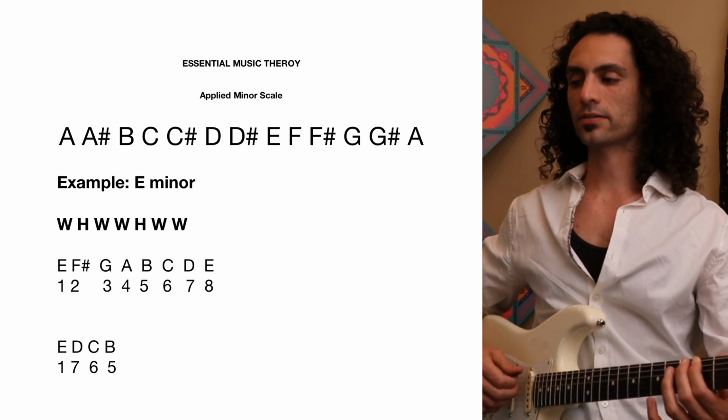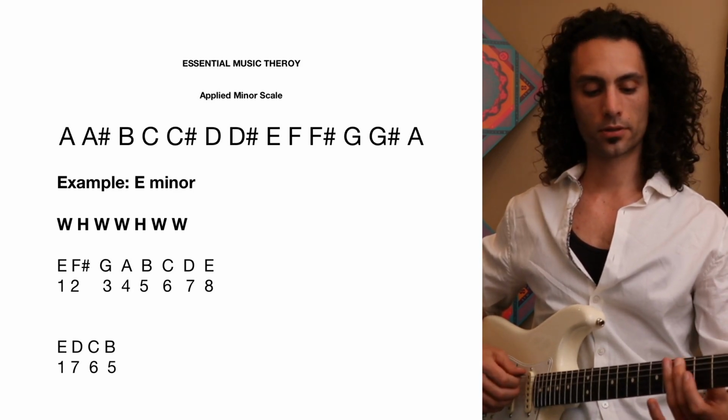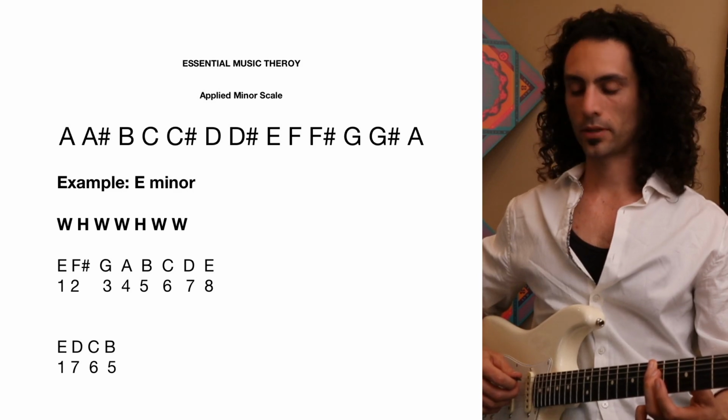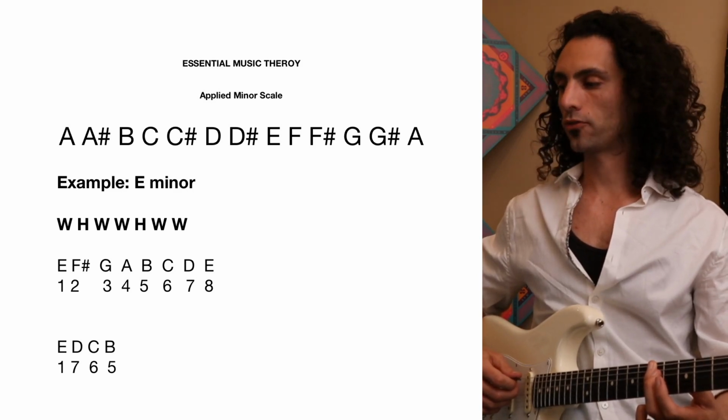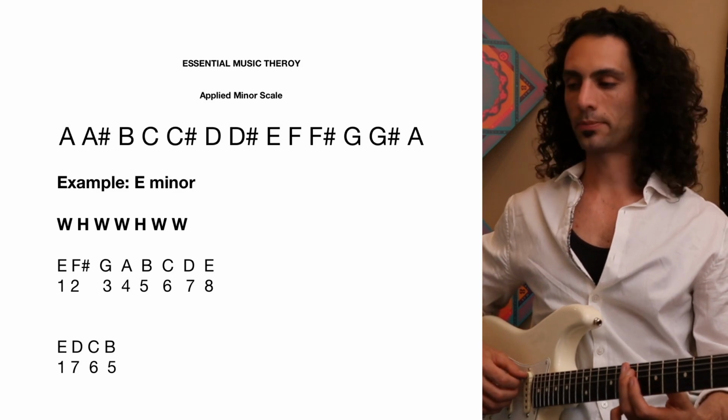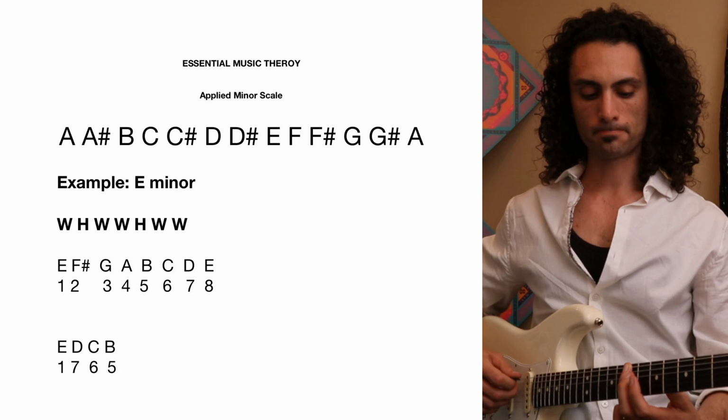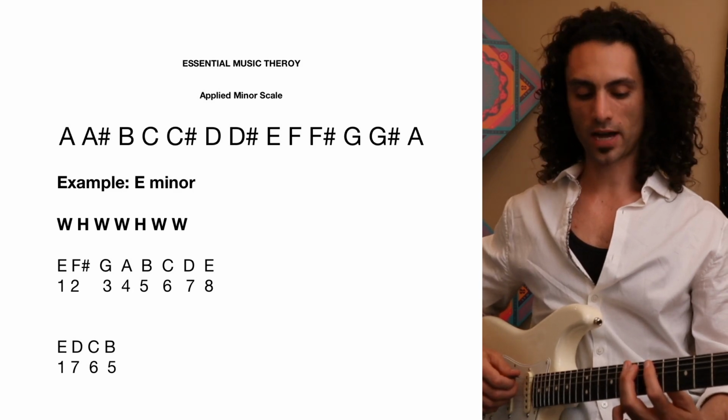And then a half step from F sharp is the 3rd fret, G. That's your minor 3rd. Then a whole step is going to be A, which is your 4th. And then another whole step is B, which is your 5th. So A is the 4, B is the 5.